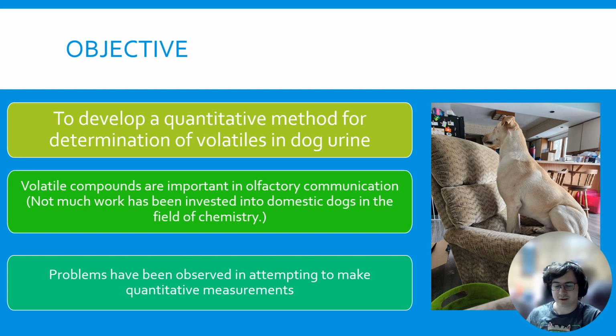Volatile compounds are pretty important in olfactory communication between dogs. What she did is she would collect dog urine, and she would paint it on sticks or stakes, and then we could tell by the dog's base tail position that there was communication going on. But in the field of chemistry, there was not a whole lot of work done, and we don't know a lot about what chemicals are actually in play here.